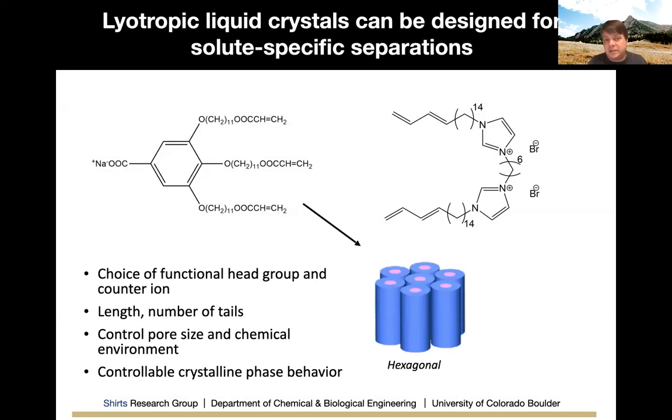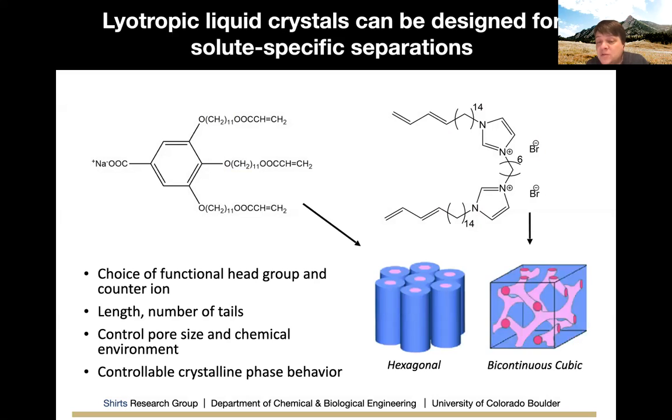For example, these monomers generally form hexagonal phases, while these other monomers form bicontinuous cubic phases. So you get these hydrophilic channels through which water-soluble molecules can flow. And this is being used for separations right now at the laboratory scale.